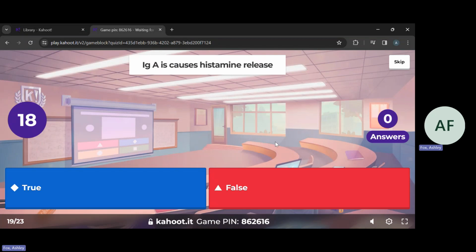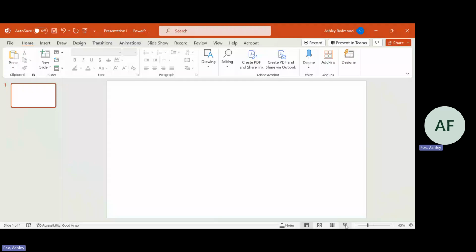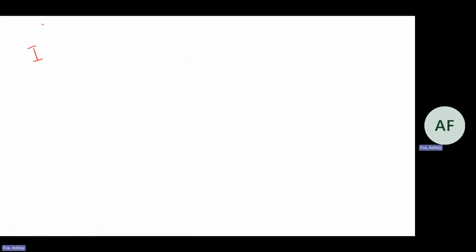True or false, IgA causes histamine release. So this is false. Make sure you know the classes of the antibodies. IgA is going to be entrances, and so it's making sure that virus, bacteria, pathogens can't stick.